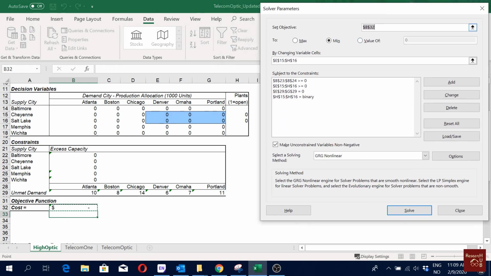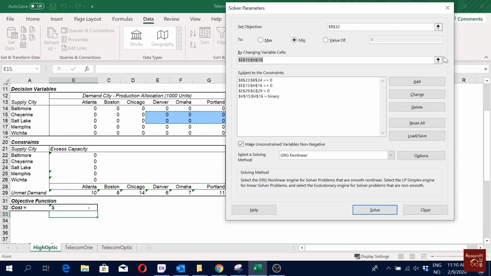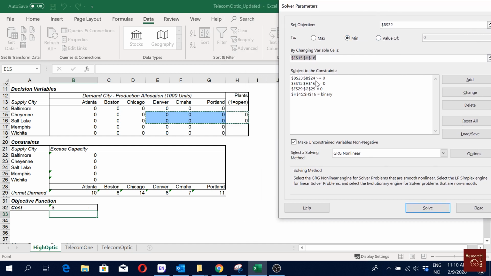So here you see I have the thing set up, B32. So here it is, B32. This is what we will minimize, and we say minimize by changing variables here. These parts only, these are my decision variables. So we will change only this part of the decision variables. And then let's have a look into our constraints.